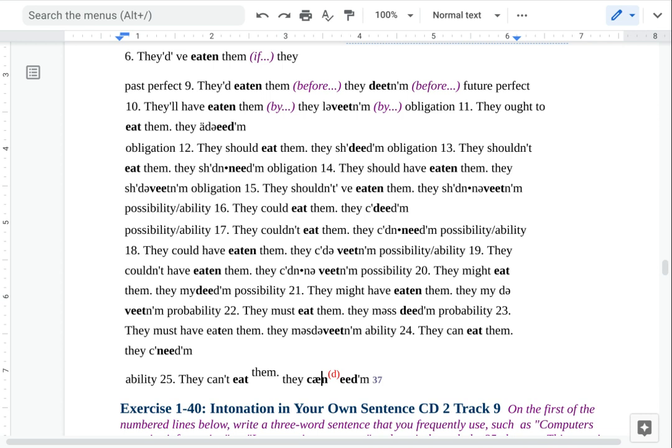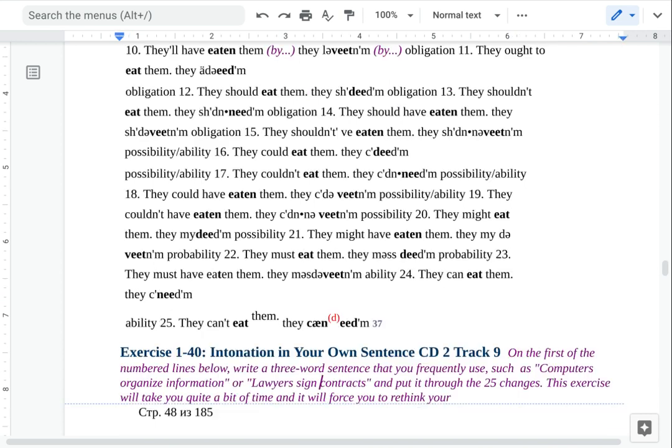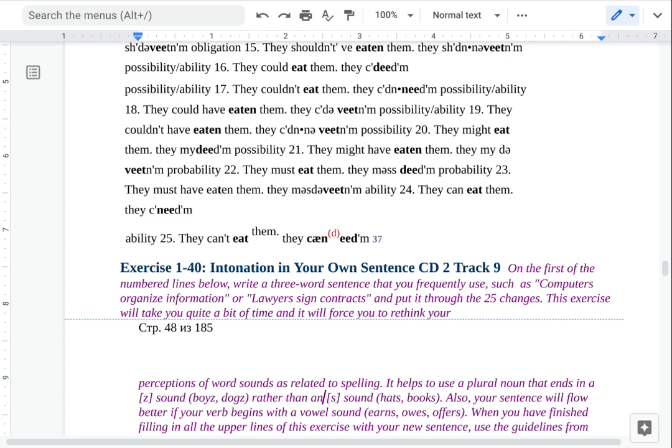Exercise 140. Intonation in your own sentence. On the first of the numbered lines below, write a 3-word sentence that you frequently use, such as computers organize information or lawyers sign contracts, and put it through the 25 changes. This exercise will take you quite a bit of time, and it'll force you to rethink your perceptions of word sounds as related to spelling.